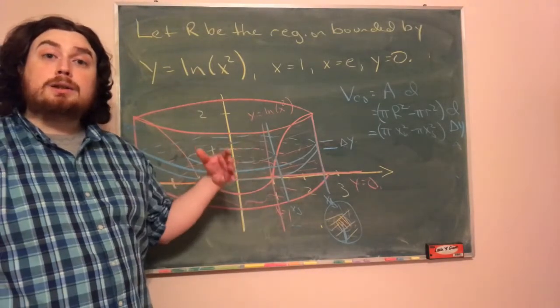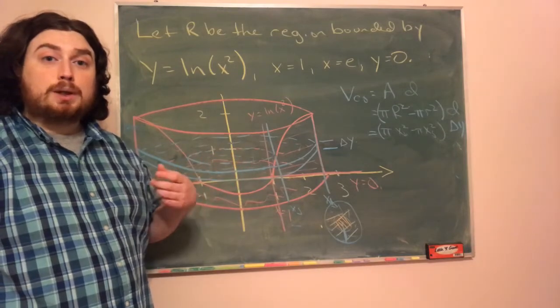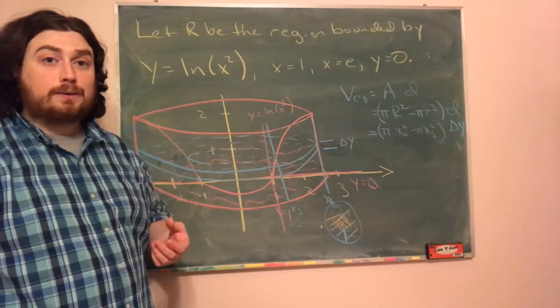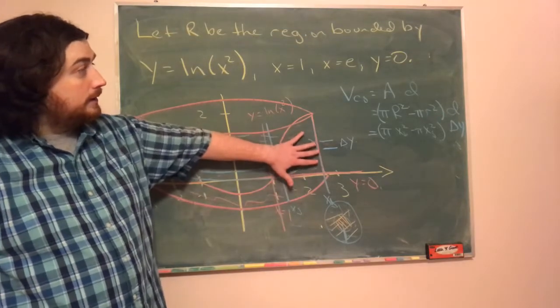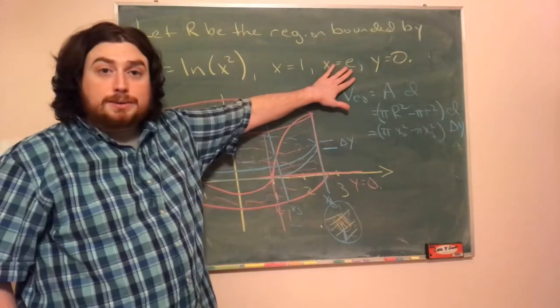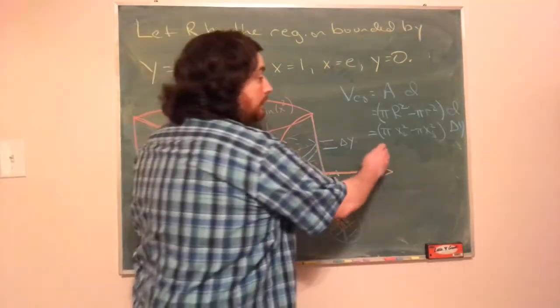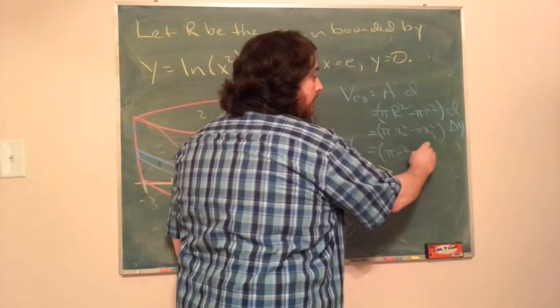Now the point is, because our depth is delta y, we have to have the bigger and the smaller x values in terms of y so that we can end up integrating, so we have to find those values. Now if I look at the bigger x, notice that it actually stays constant, and the bigger x is just equal to e. So I can substitute that in and I get pi times e squared.